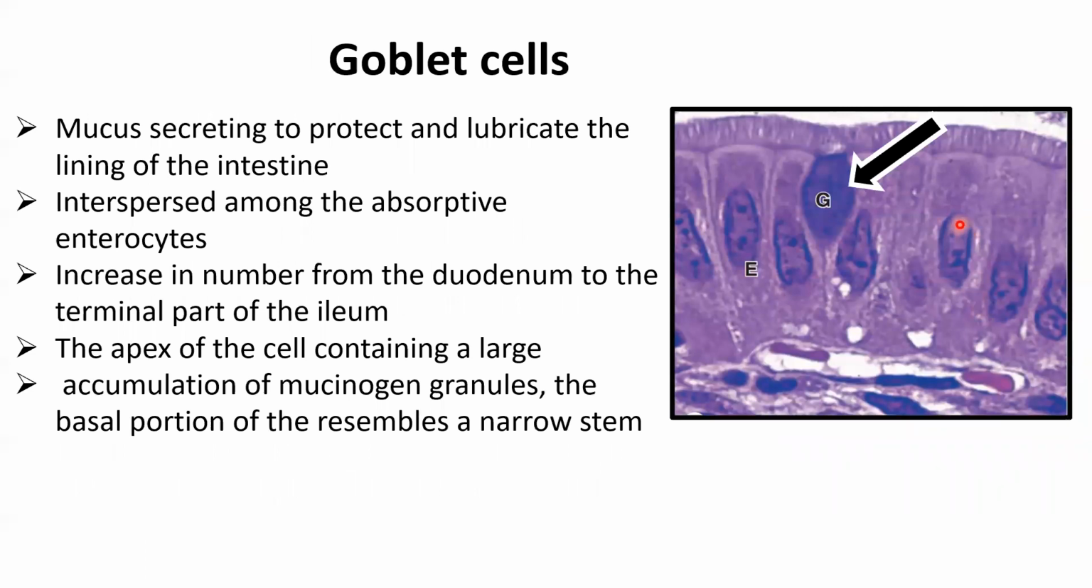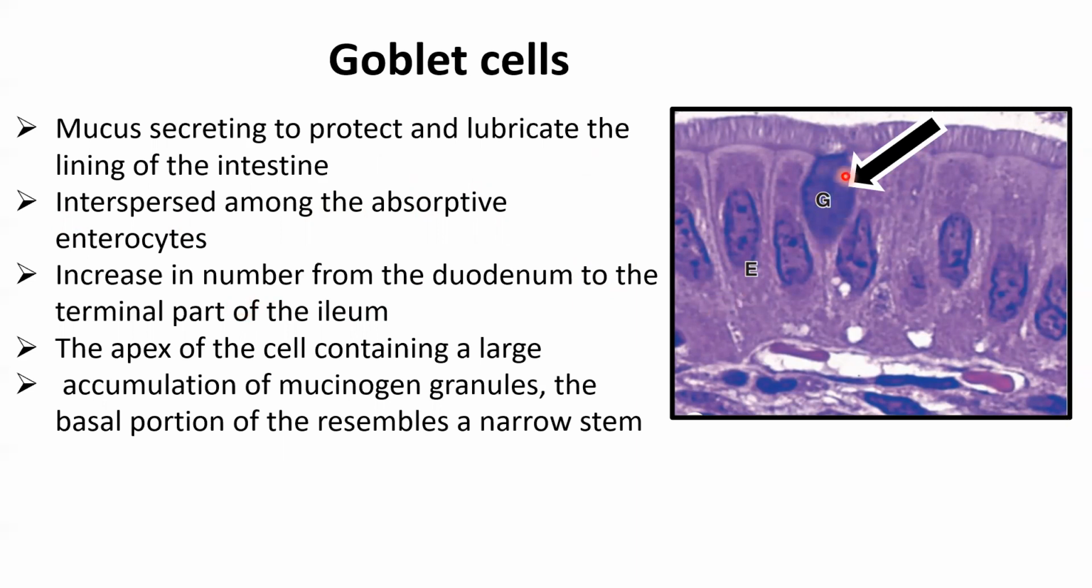The second type of cells, along with the enterocytes, are the goblet cells. This is the one that you see here in this histology. These are mucus secreting, to protect and lubricate the lining of the intestine, similar to the mucus cells in the stomach, but with a somewhat different function because there's no acid here. They are interspersed among the absorptive enterocytes, meaning that between the enterocytes, every once in a while, you find those goblet cells. They increase in number from the duodenum to the terminal part of the ileum. So the lower you go, the more of those goblet cells you will find.